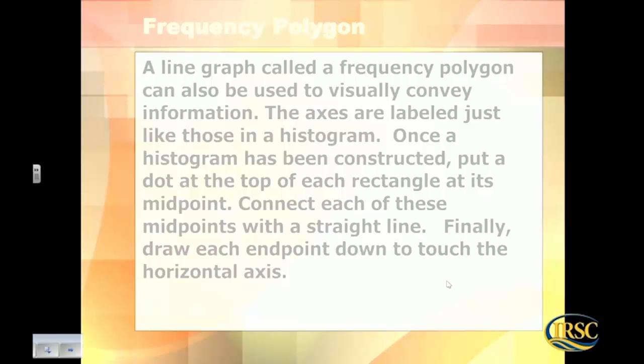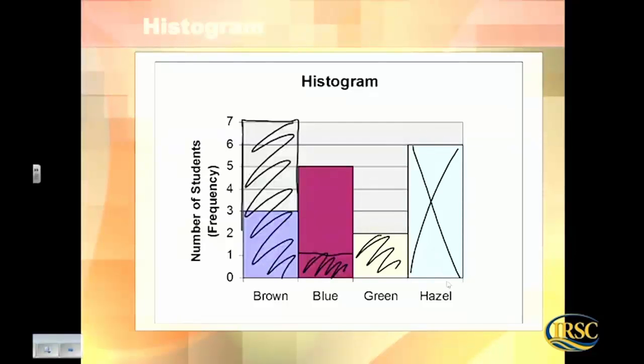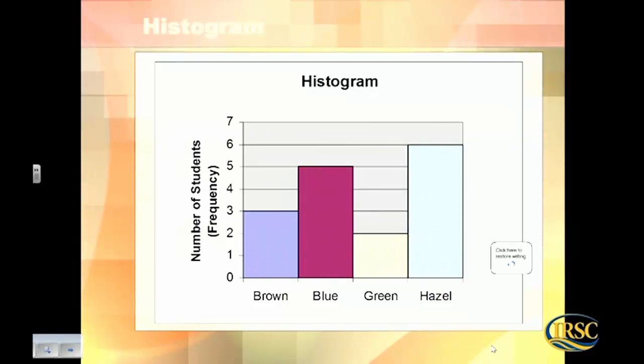Let me go back to that last histogram and illustrate what I'm talking about here in this slide. Okay, so if I go back, let me clear this writing. Okay, so we can put a point at the midpoint of the top of each bar. So 1 there, 1 there, 1 there, and 1 here.